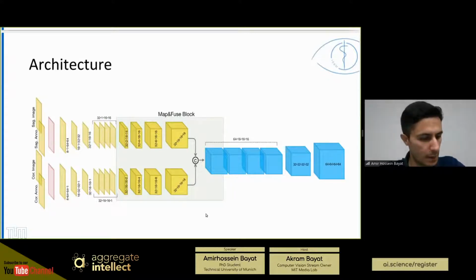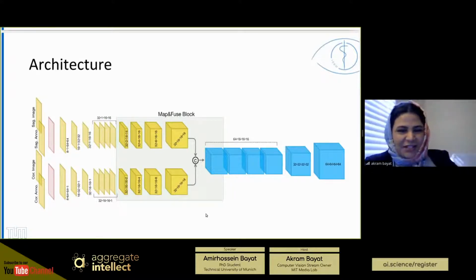Yeah. Amir, I have a question. Thank you so much so far. So my question is, could you please explain more about the vertebral annotation and tell us what are those annotations?